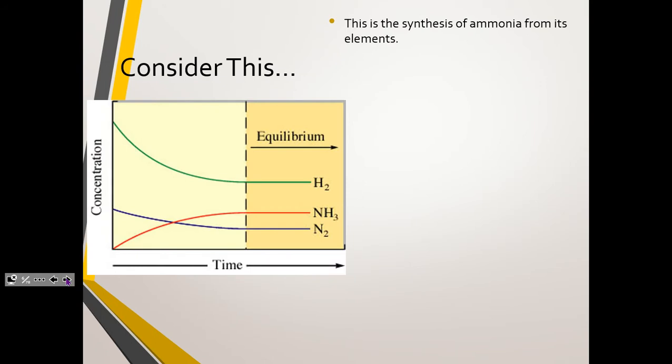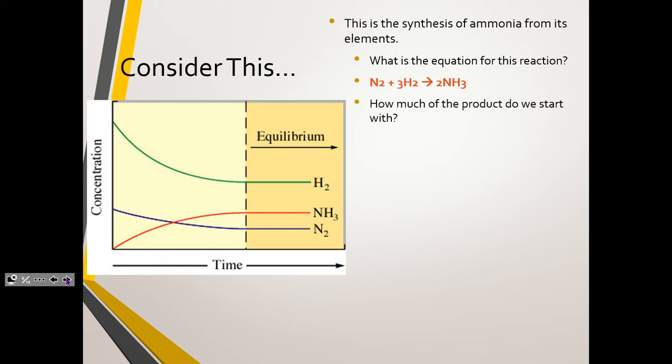Not in your notes, but let's consider something. This is called the Haber reaction, forming ammonia. What is the equation for this reaction? Well, it's a synthesis of ammonia, so we're going to add diatomic nitrogen to diatomic hydrogen to form ammonia. How much of the product do we start with? Well, we don't have numbers, but what we can tell is at the beginning, we don't have any products. You'll see the NH3 is at 0.